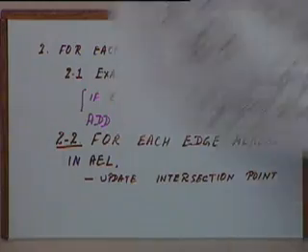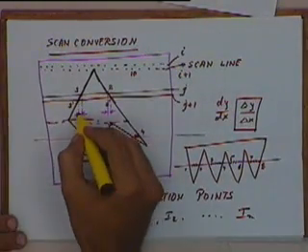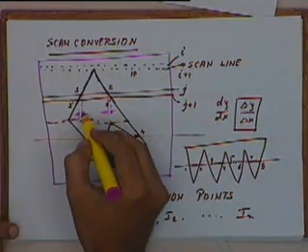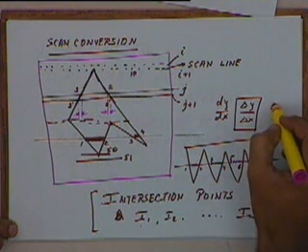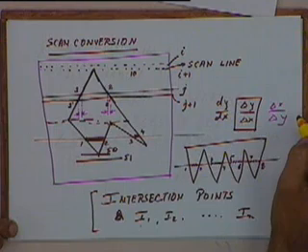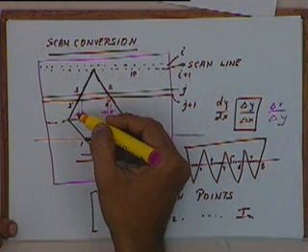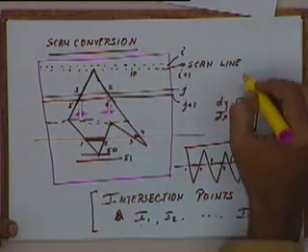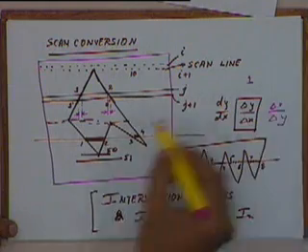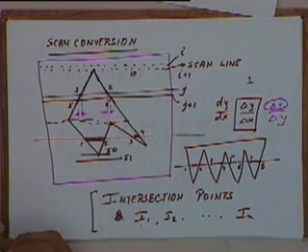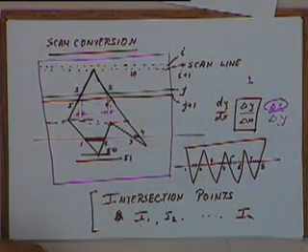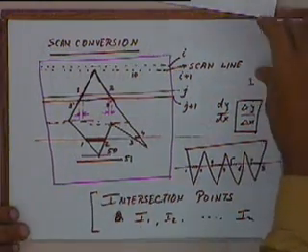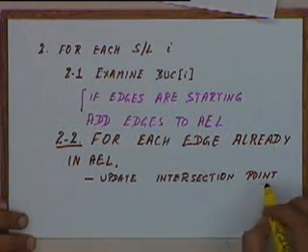Okay. Incidentally, when I mentioned here that this amount is equal to delta y by delta x, it will actually be delta x by delta y. Okay, because we are moving in the y direction, and the movement in the y direction is equal to 1 pixel. So, the movement in the x direction is going to be delta x, or delta x by delta y. Okay, but the basic idea is that the movement will be proportional to the slope of the line. So we said for each edge already in the active edge list, update the intersection points.